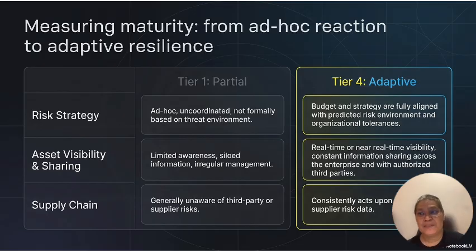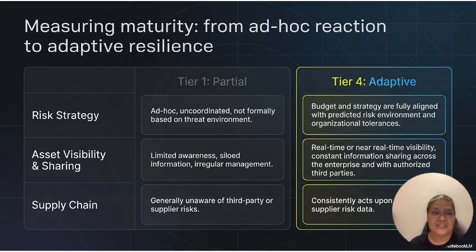When you get to adaptive, when it's really working really well, right? You have visibility of all the information. There's always sharing across the organization, and you understand who your business partners or your third parties are, and you can manage them, right? So each area can be at some portion of the tier, right?